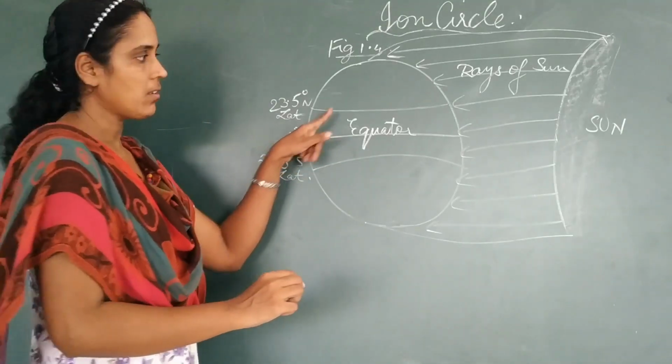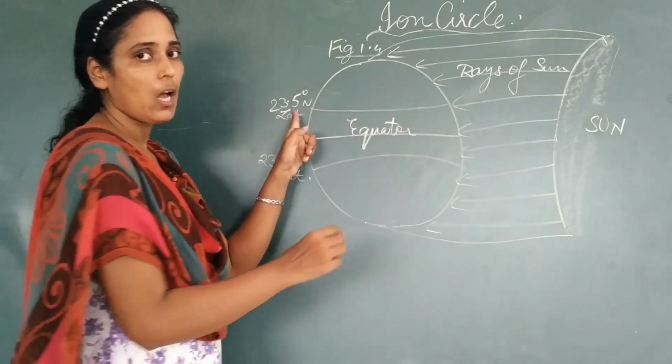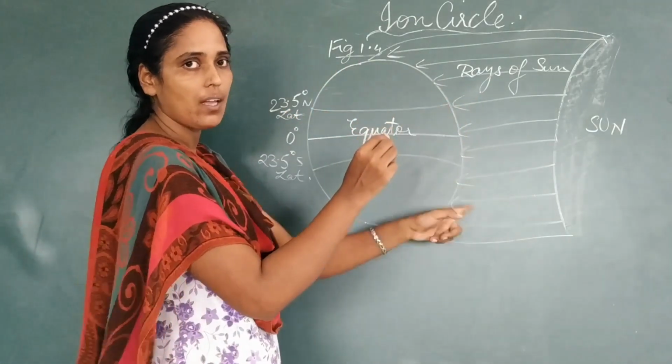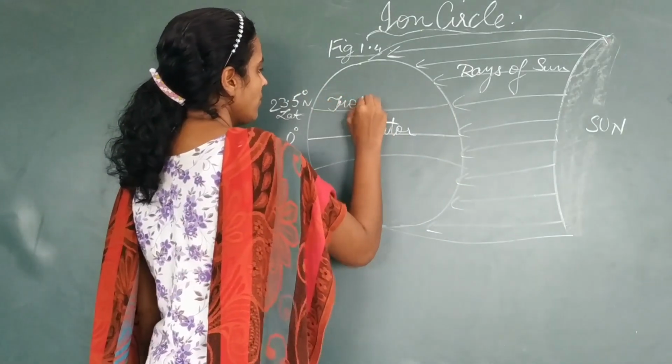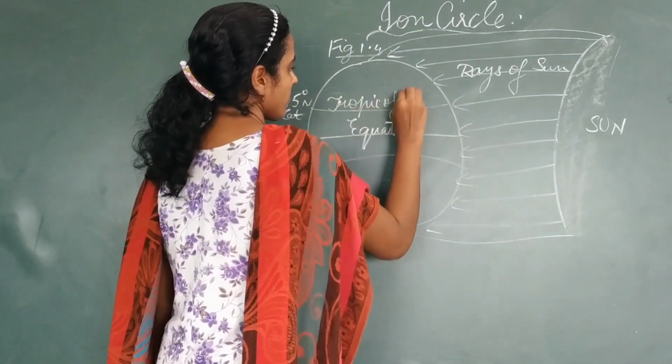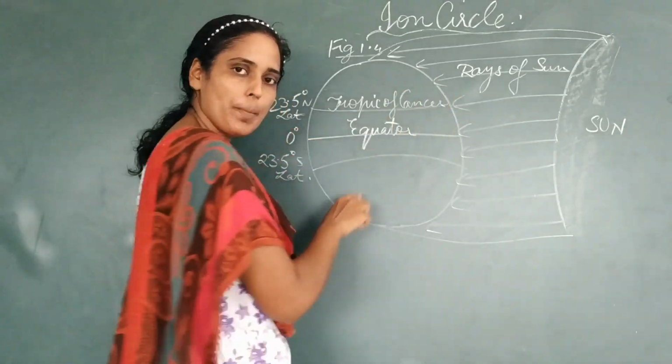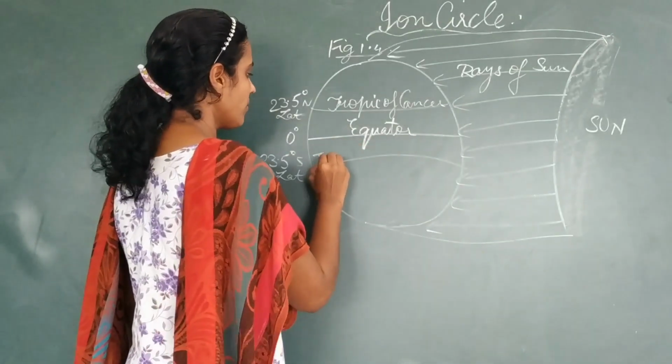These are the same figures. The iron circle is showing the rays of the sun, how they are falling towards the earth's surface. Those are the iron rays. Iron circle. We are talking of Cancer. Here you have the Tropic of Capricorn.